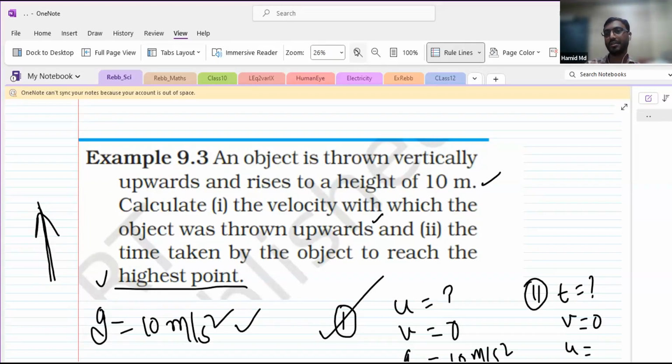Maybe beyond the NCERT limit. So we will skip that there only. You keep on trying. That's it. Nothing to worry.